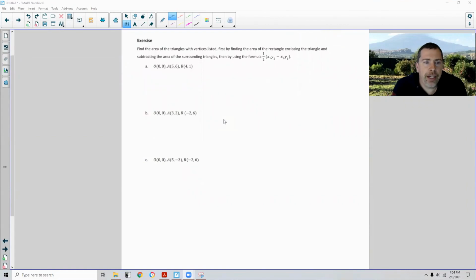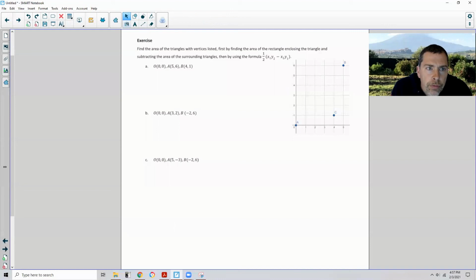Exercise, page 3. Find the area of the triangles with vertices listed. So here's one, with vertices 0, 0, 5, 6, and 4, 1. First by finding the area of the rectangle enclosing the triangle and subtracting the area of the surrounding triangles, then using the formula. Okay. So let me bring in a graph.